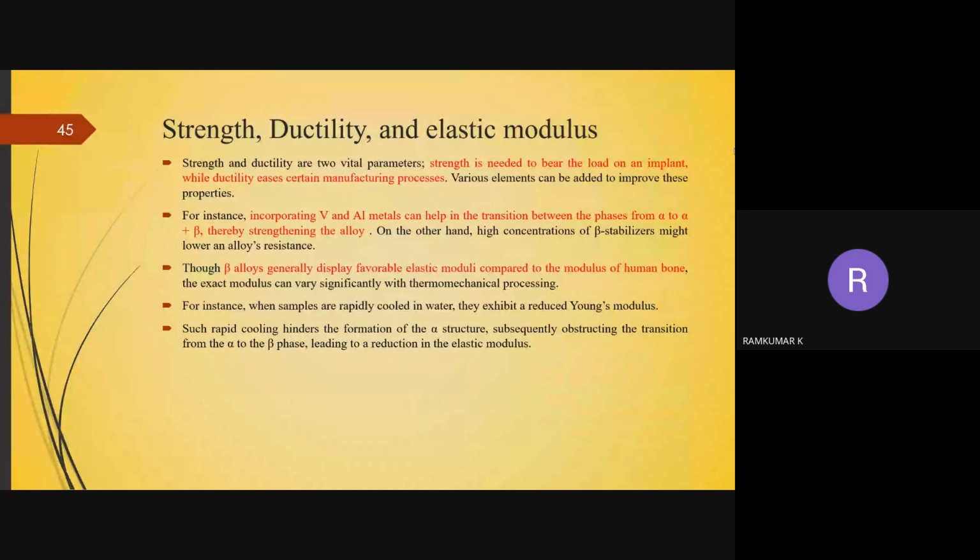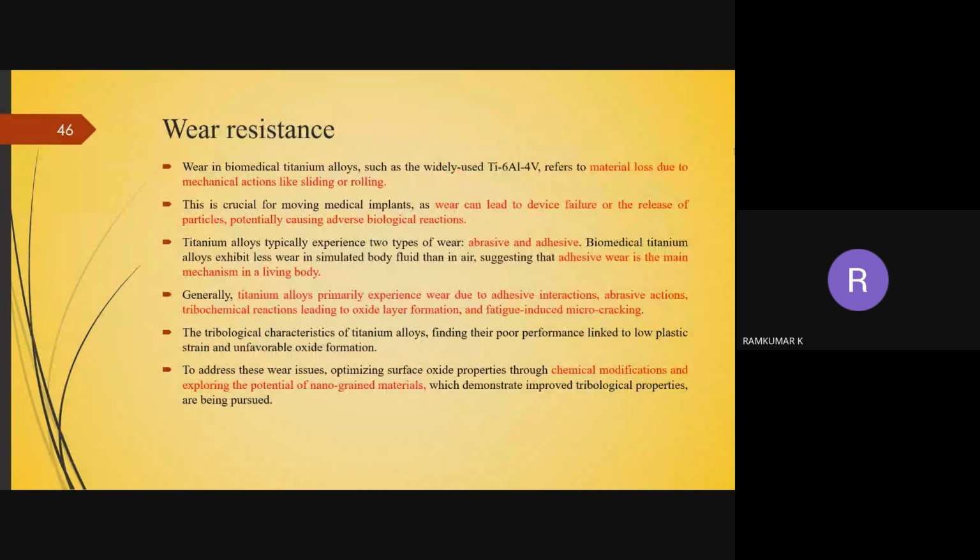The next one is about wear resistance. Wear is the material loss due to mechanical actions like sliding and rolling. When the friction takes place between the materials and the bones, here the material loss will take place. So this wear will lead to device failure, and it may release some particles which will create harmful reactions inside the body.